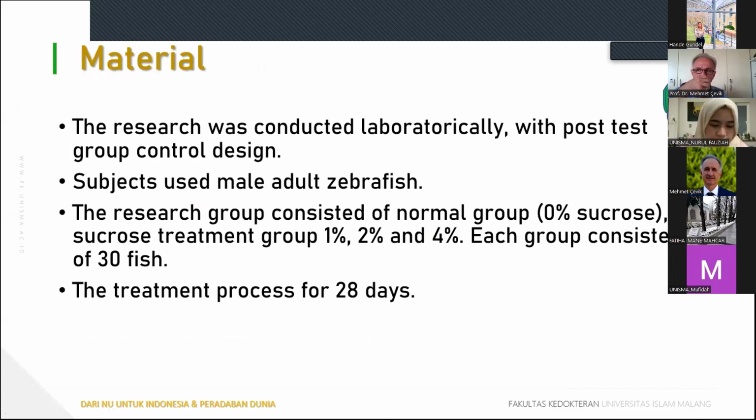And for materials, the research was conducted in the laboratory with a post-test control group design. For the subjects, we used male adult zebrafish. The research groups consist of a normal group, which is 0% sucrose, and then sucrose treatment groups of 1%, 2%, and 4%. Each group consists of 30 fish. The treatment was carried out for 28 days.